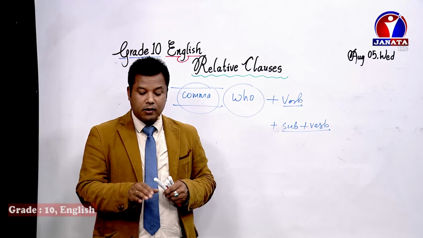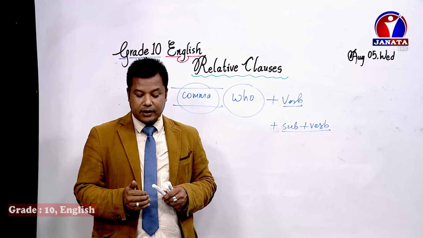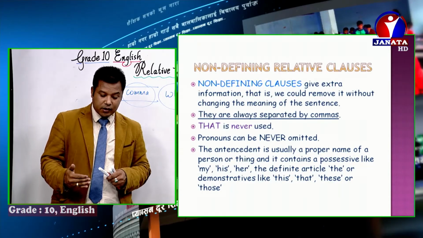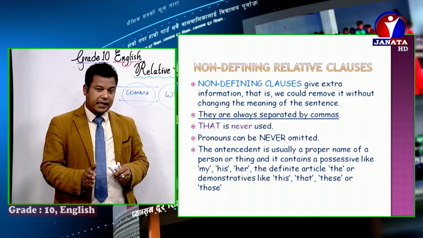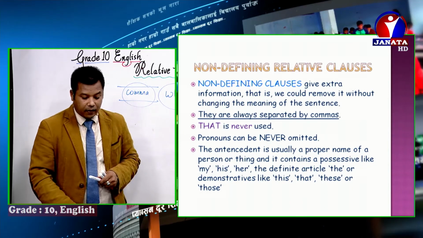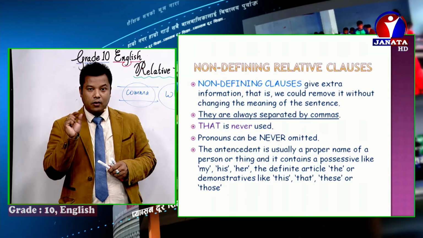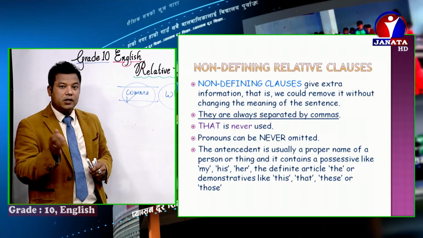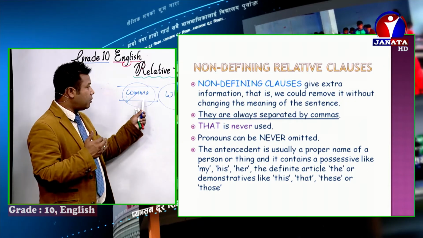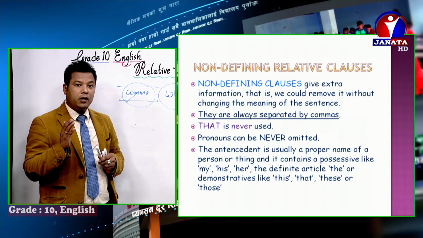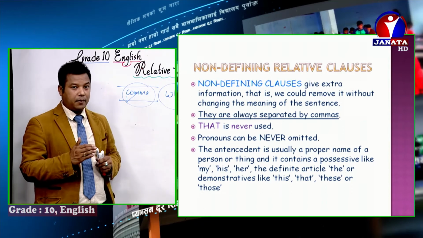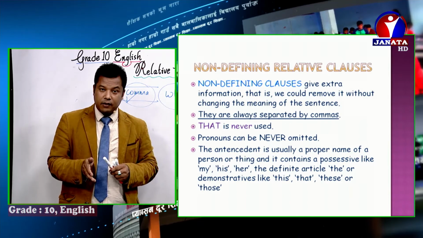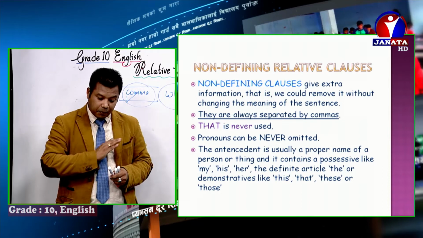Little different. Non-defining clauses give extra information. That is, we could remove it without changing the meaning of the sentence. Now, this is again interesting. I will relate that with one example with the next slide. They're always separated by commas. So one distinct piece of information, please keep on marking this: if you're using non-defining, you're using a comma for sure. If you are using defining, do not use a comma.